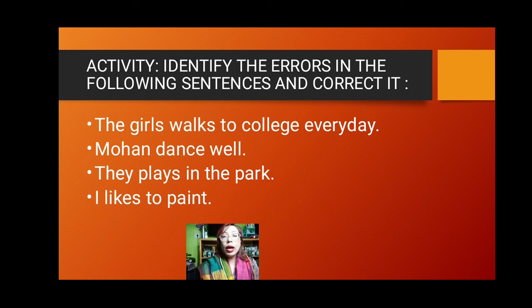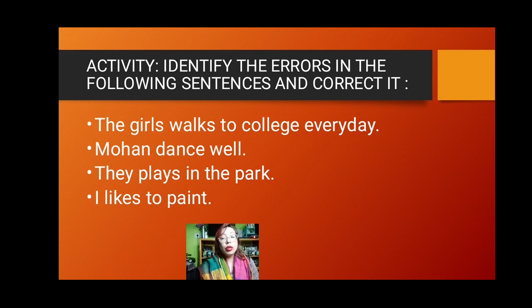What about Mohan dance well? Yes, it should be Mohan dances well. Number three, they plays in the park. They play in the park. And number four, I like to paint. Now here, I likes to paint. It is incorrect. The correct statement should be, I like to paint.